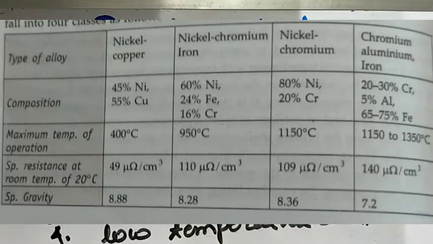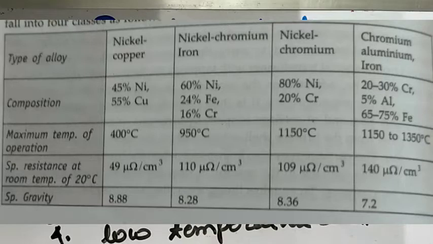Next, maximum temperature of operation. For nickel copper alloy it is 400 degrees, for nickel chromium iron it is 950 degrees, for nickel chromium it is 1150 degrees centigrade, and for chromium aluminum iron it is 1150 to 1350 degrees centigrade.